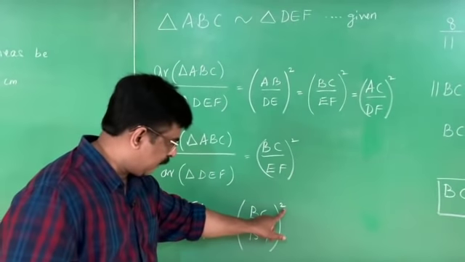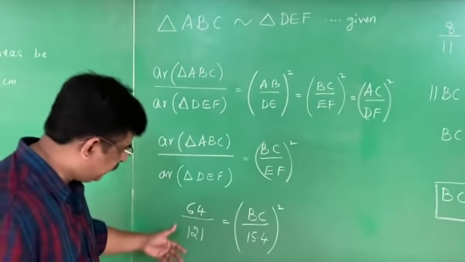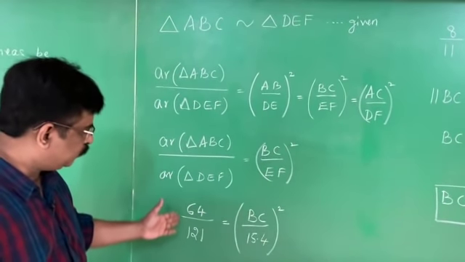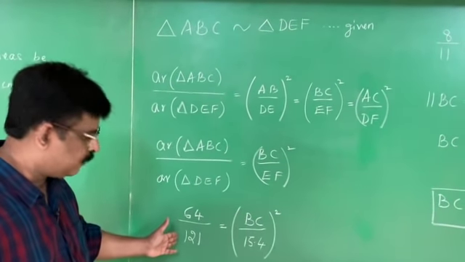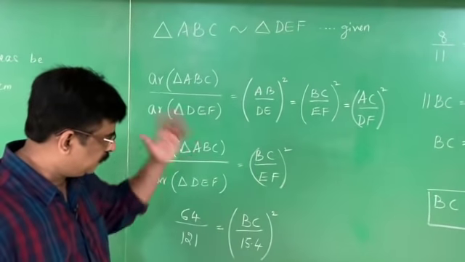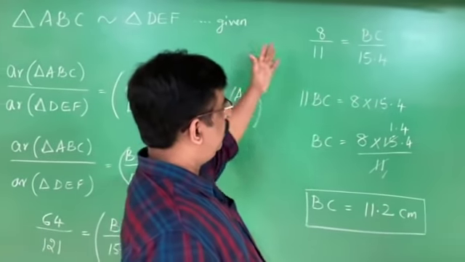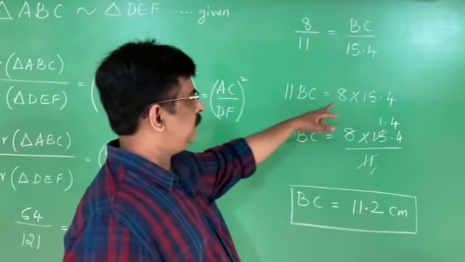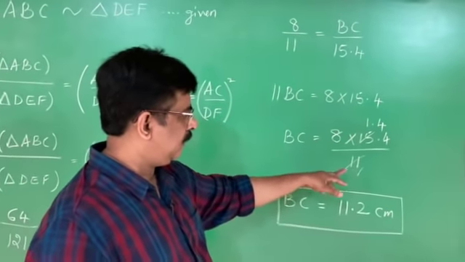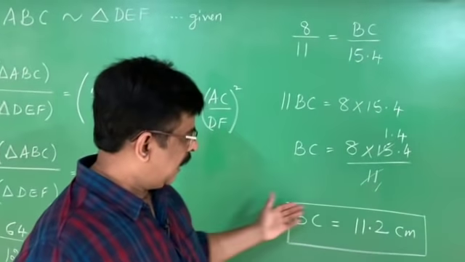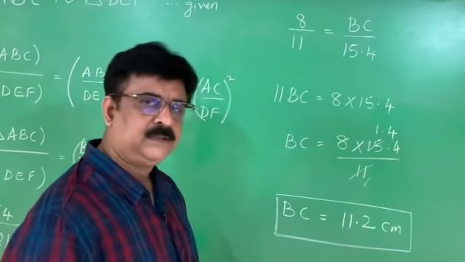Since here there is a square, to remove the square I have to take the square root on this side. It is easy to take square root on this side because these two are square numbers. 8 square is 64, 11 square is 121. Therefore, I remove that square, it becomes 8 by 11 is equal to BC by 15.4. Cross multiplication, I get 11 BC is equal to 8 into 15.4. BC is equal to 8 into 15.4 by 11. You know the table of 11 and by multiplication I got the length of BC is equal to 11.2 centimeter.